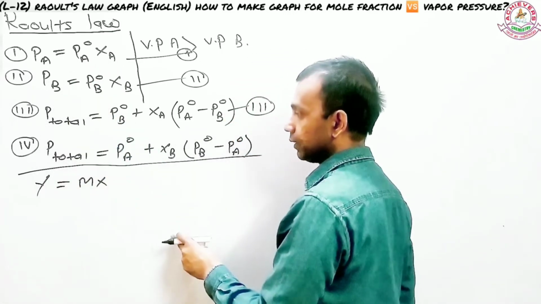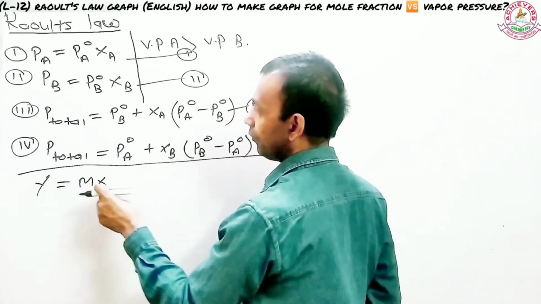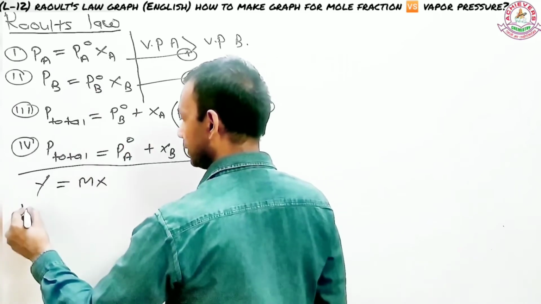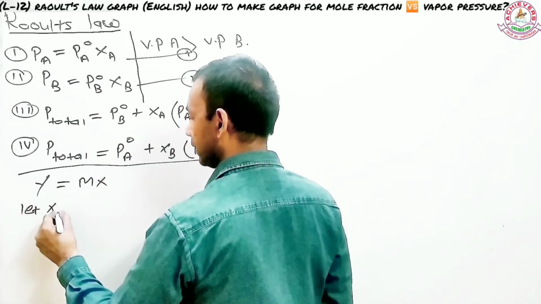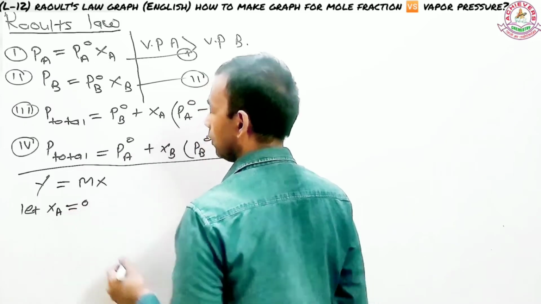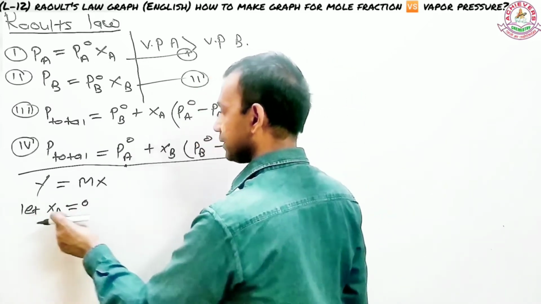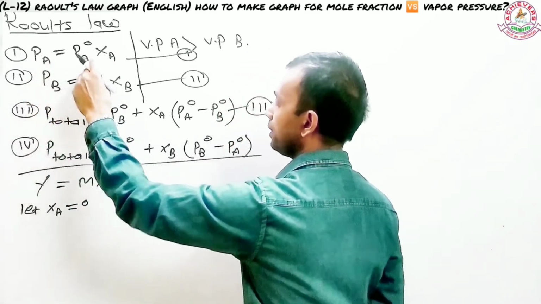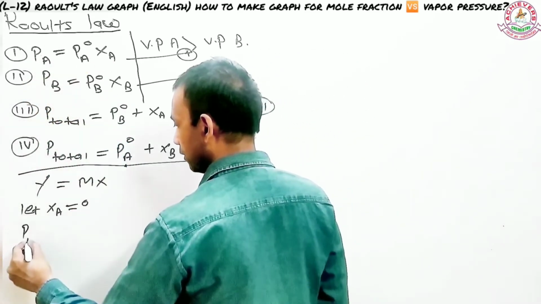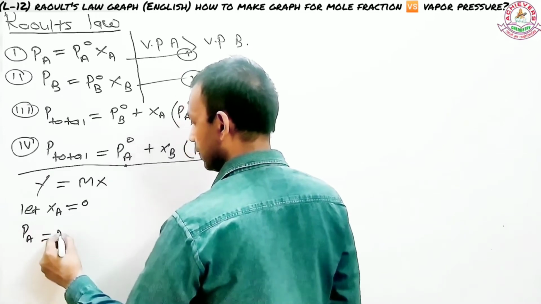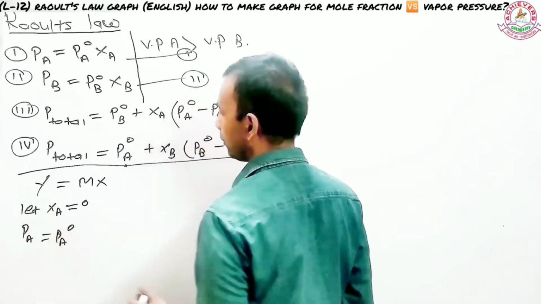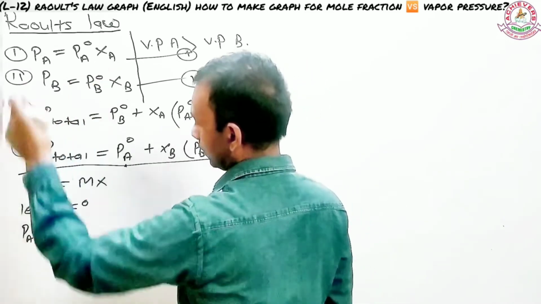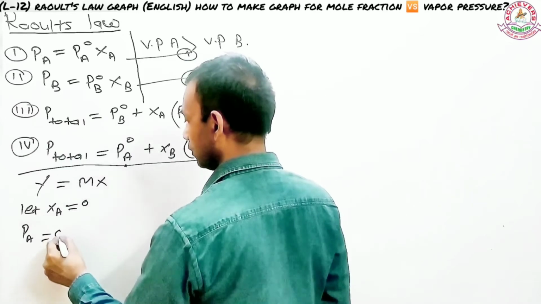So what I will do here, to find out the value of y, I will use different values of XA, right? Let XA equal to 0. If I have XA equal to 0, then what happens? PA will come out equal to 0. So this is the first value coming up. It's 0, therefore this is also 0.